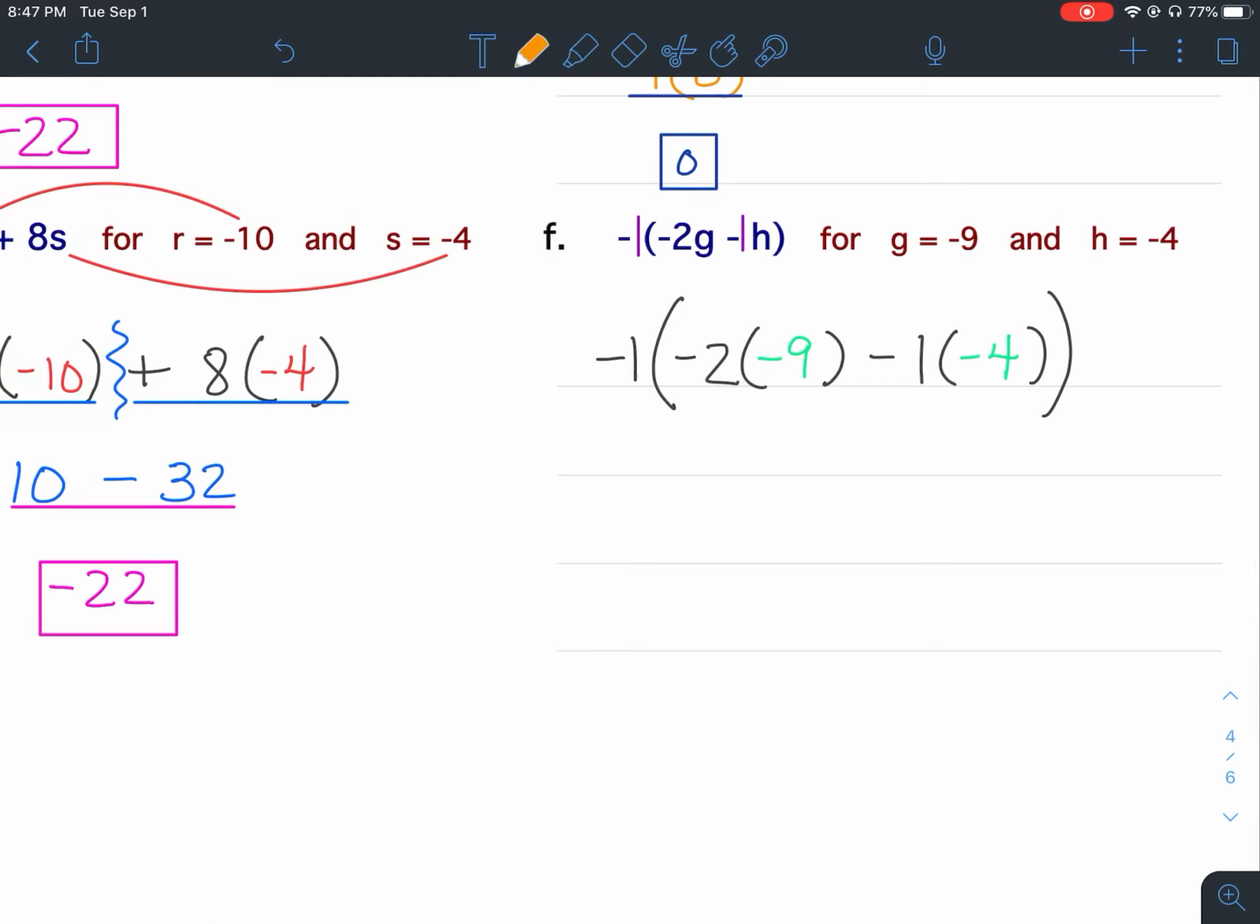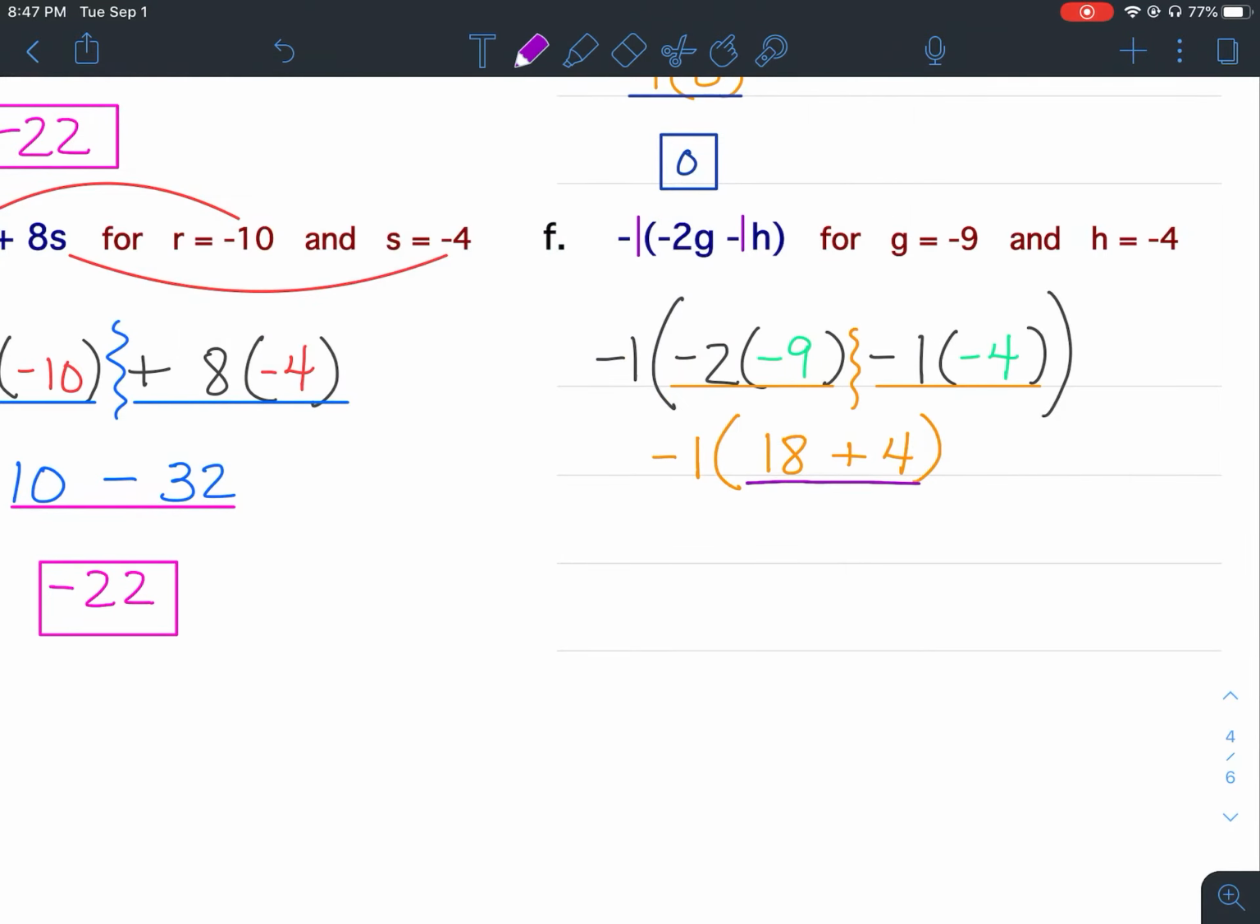All right, so I'm going to start by doing what's inside the big set of parentheses. So I need to do this multiplication here and this multiplication here. So I'm going to bring down my negative 1, bring down the parentheses. 2 times 9 is 18. There are two negatives, so it's positive 18. 1 times 4 is 4. There are two negatives, so it's positive 4. Close my parentheses.